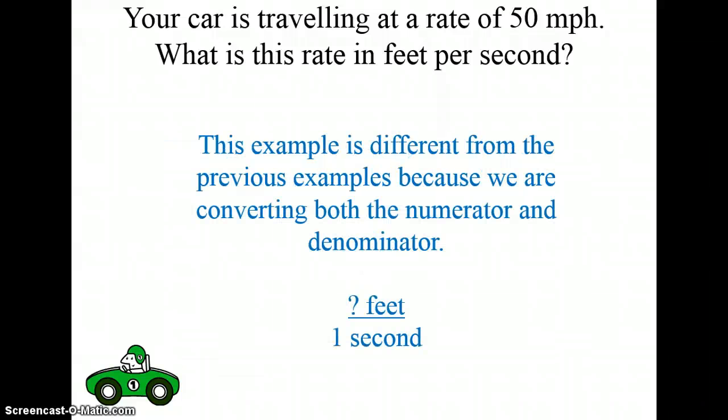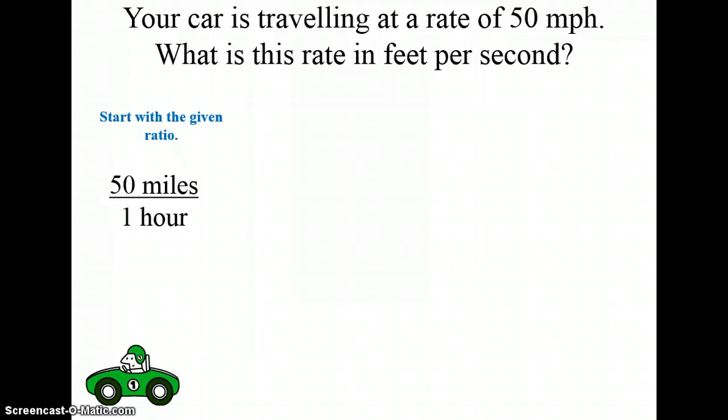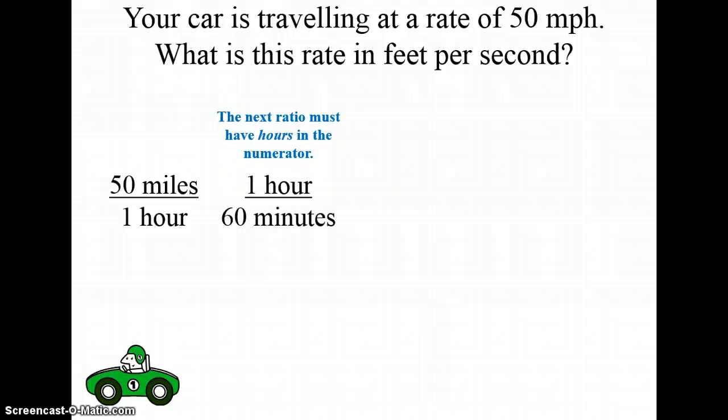So my first ratio is going to have to get rid of those miles per hour. So this example is different from the previous one because we're converting both the numerator and the denominator, but we can do this. So I was given miles per hour, 50 miles in 1 hour. Now I need to figure out how to get rid of hours, so I got to get that in the numerator. Well, I know for every 1 hour, there's 60 minutes.